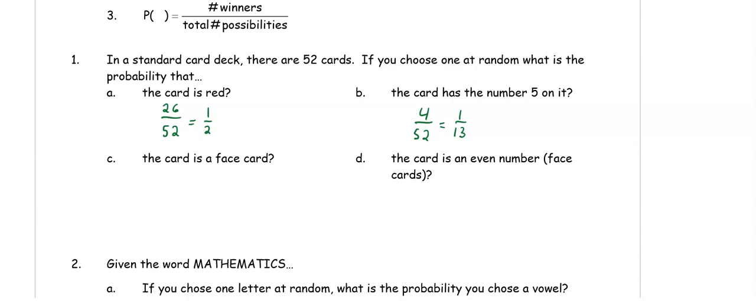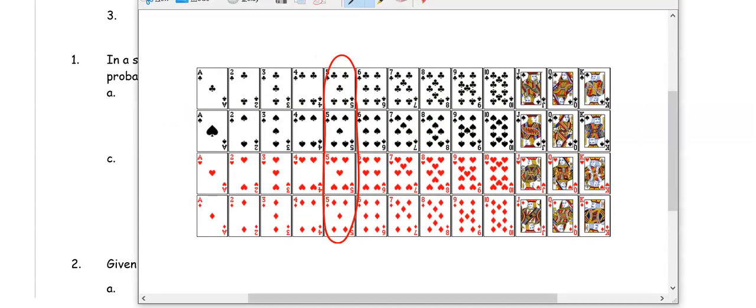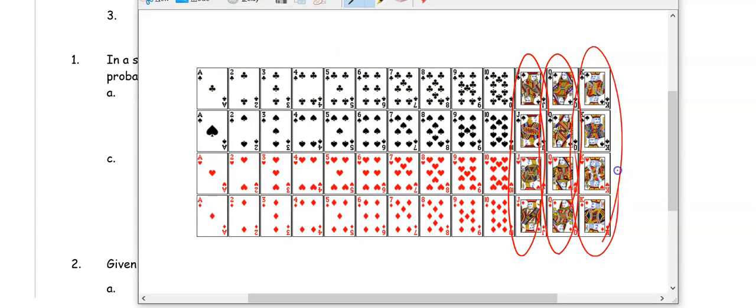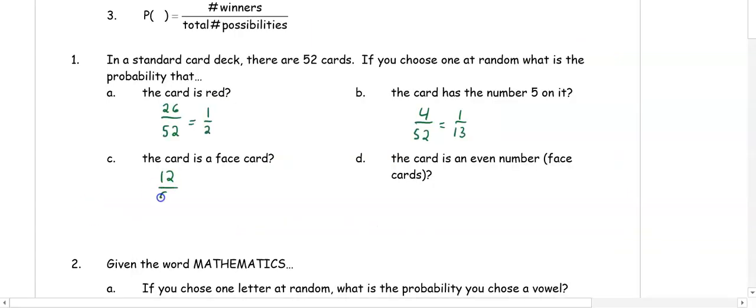In part C, has a face on it. So our face cards are our jacks, queens, and kings. There are 4 of each of them. So we have 12 total face cards out of 52. When we reduce that fraction, we get 3 out of 13.